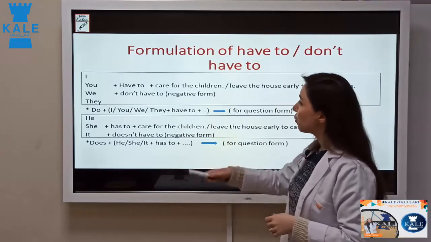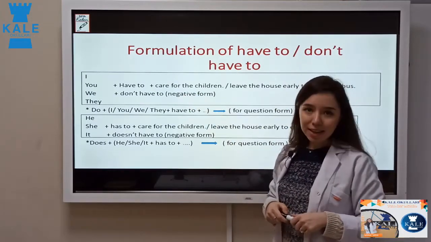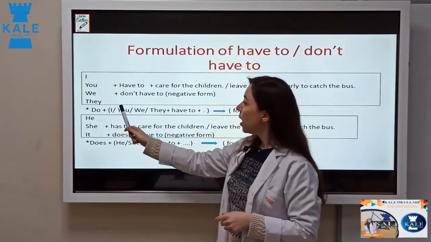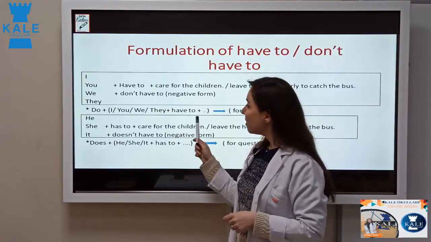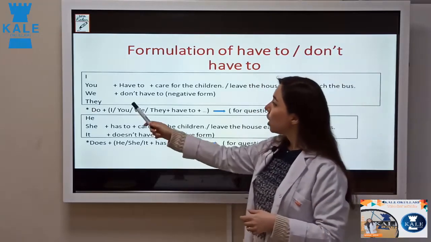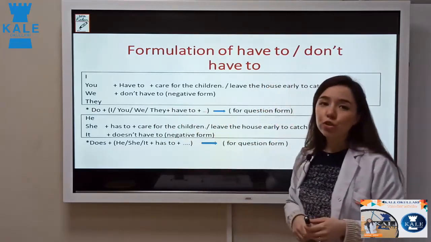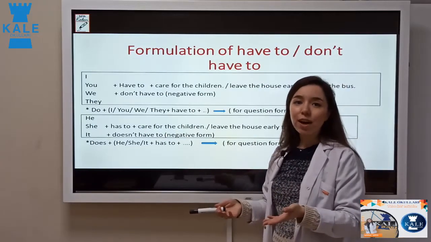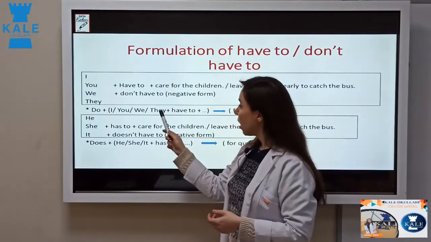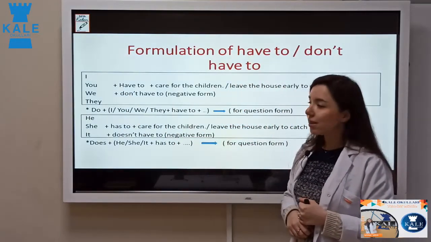And what is the question form? Here are the positive and negative forms. Now we want to talk about the question form. Do plus I, you, we, they, and then have to and the remaining sentence. For example, do I have to care for the children? Do I have to leave the house? So first we use do, then these pronouns come, then have to and the remaining sentence.